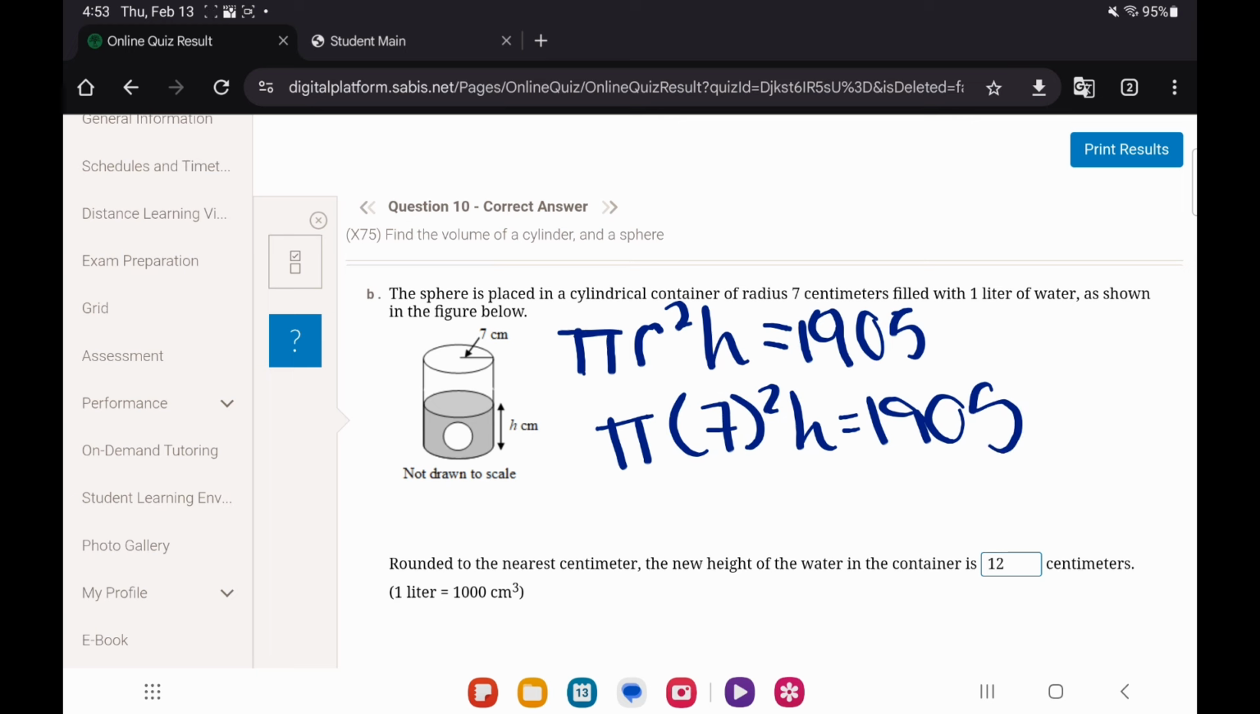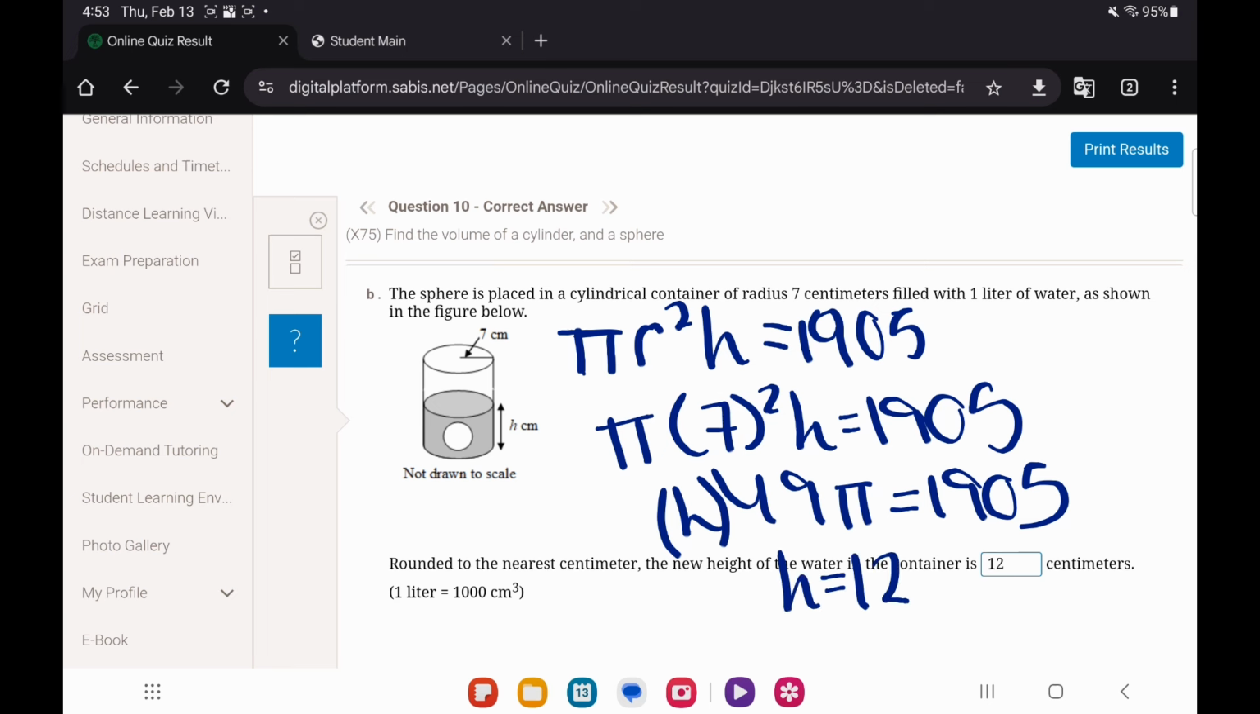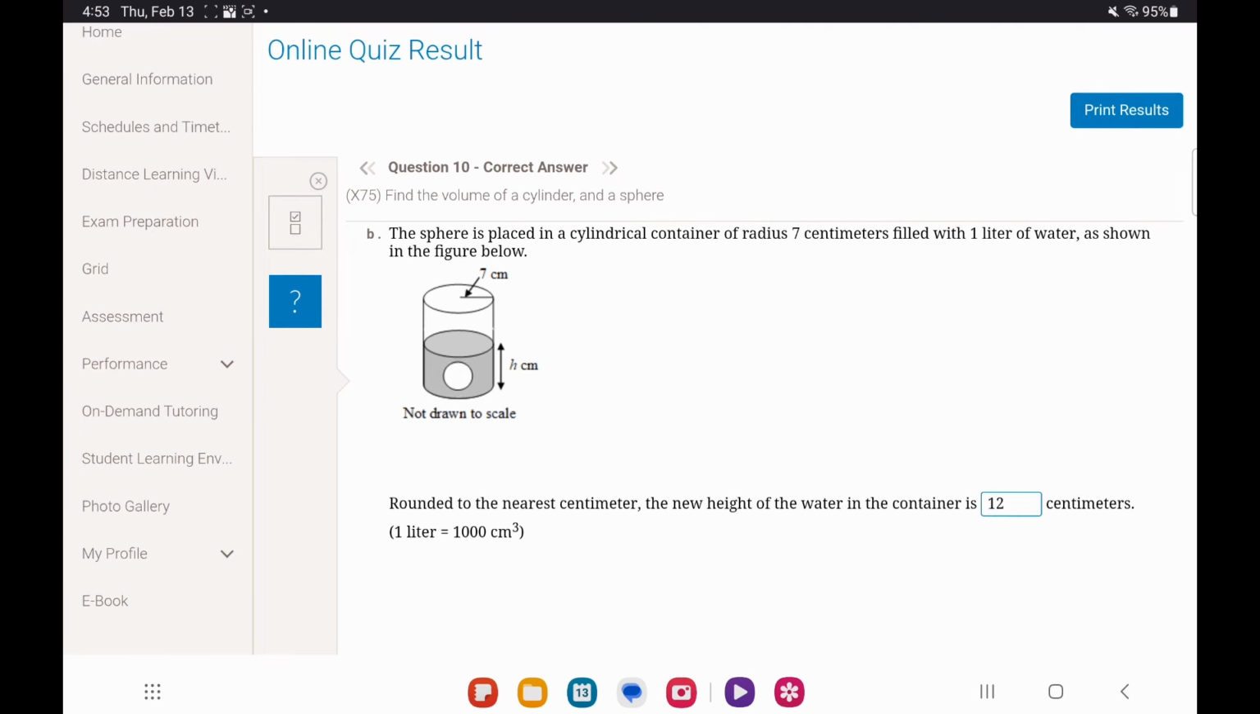7 squared is 49, so 49 pi h equals 1905, and h is here. So we divide 1905 by 49 pi, and you get h equals 12.37, so it's 12. That's how you solve that question. Now 11.